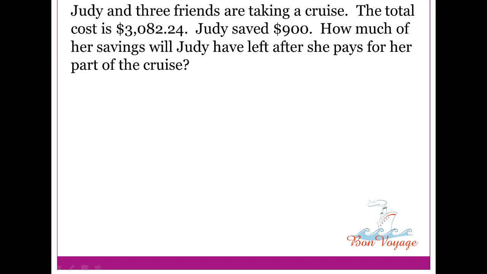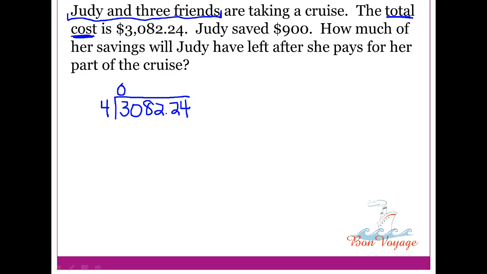The first thing we need to determine is how much each person needs to pay for their part of the cruise. Since it's Judy and 3 friends, we'll need to divide the total cost by 4. The dividend is the total amount paid for the cruise, and the divisor is the number of people. First we see, will 4 go into 3? It won't, so as always I like to put a 0 there just as a placeholder. Then will 4 go into 30? And that would be 7 times.